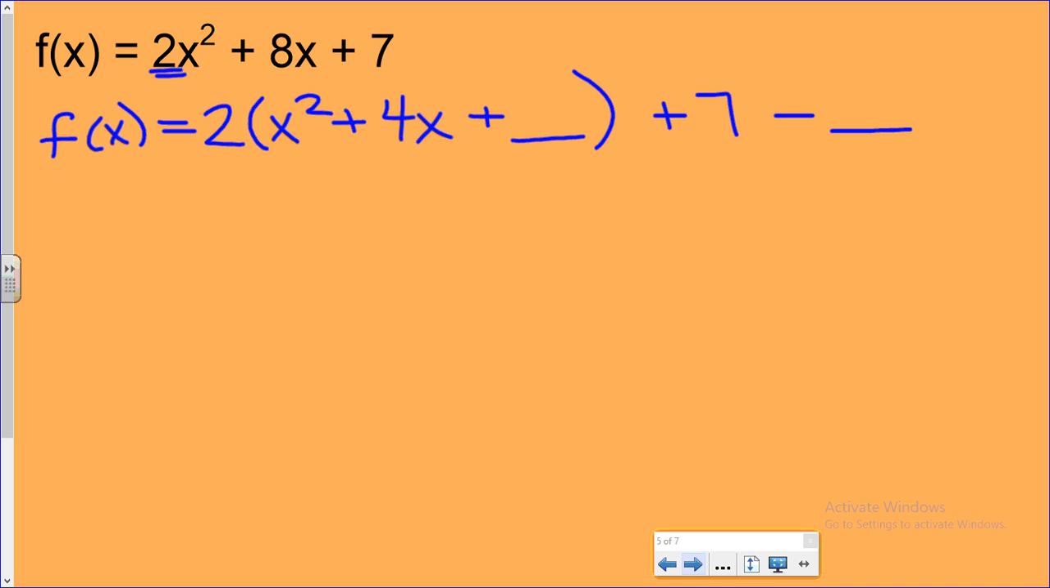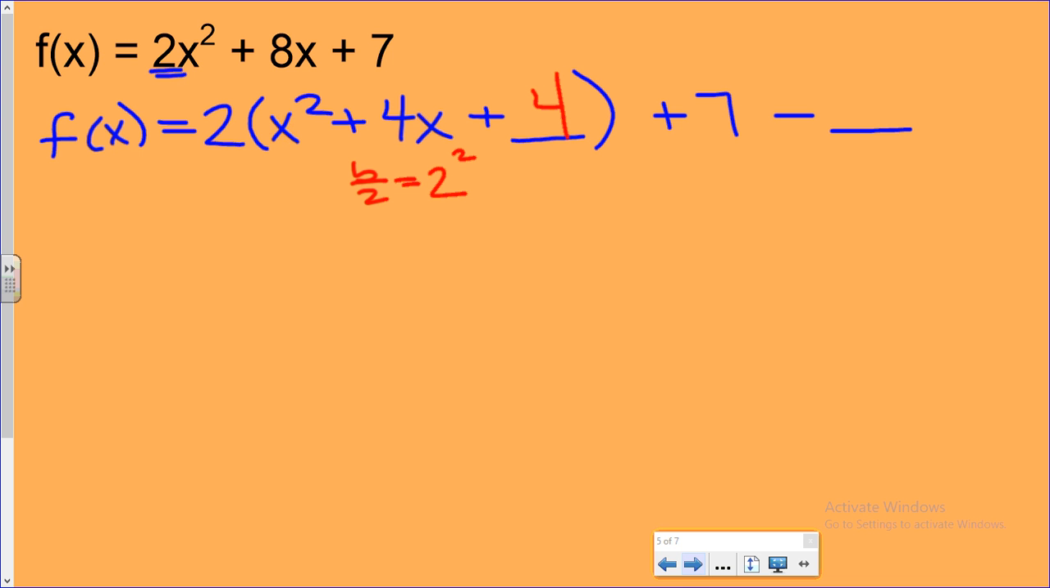Now, if we come here to complete our square, how do we find our mystery number? b over 2 would be what? 2, and then we have to square it. So b over 2 would be 2 squared. Our mystery number is 4.